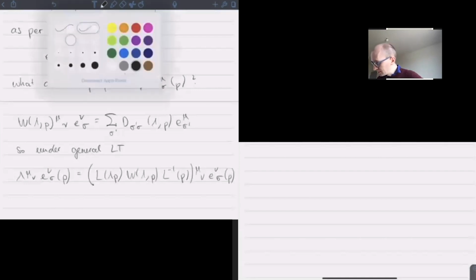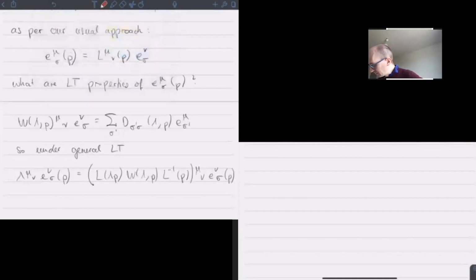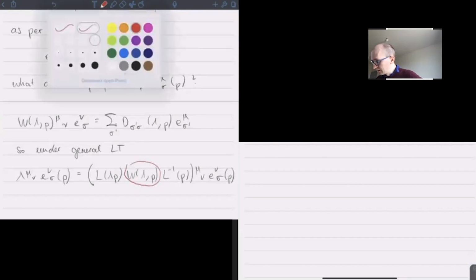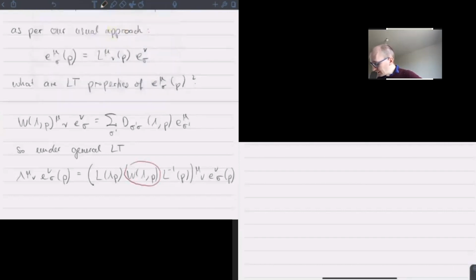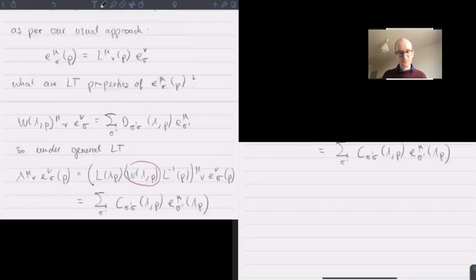If you remember, when we defined our little group element, if you apply L(Lambda p) to the left and L^{-1}(p) to the right, and compare to our definition, you will find quickly that that just gives you Lambda. So I'm literally just writing Lambda, and that's going to be equal to the sum over sigma prime of C_{sigma' sigma}(Lambda, p) E^mu_{sigma'}(Lambda p). This is our induced representation that we're going through.